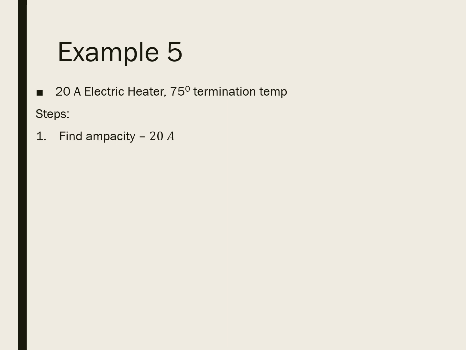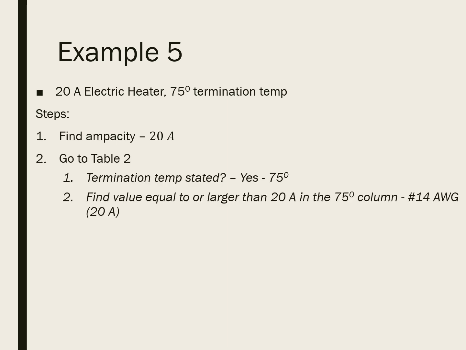Let's look at another example where we're going to do a slightly smaller heater. This is a 20 amp heater rated at 75-degree termination temperature. The steps are all the same, so first we find our ampacity. Next, we take that ampacity over to Table 2, determine what our termination temperature is, and find the appropriate wire size. In this case, we have a 14 gauge conductor that is rated at 20 amps.